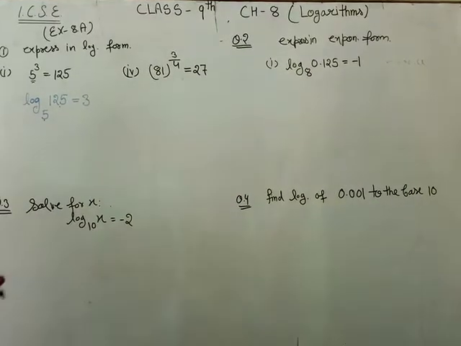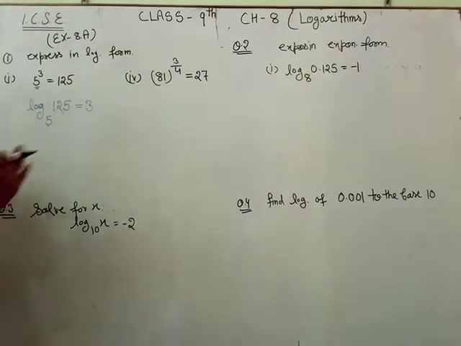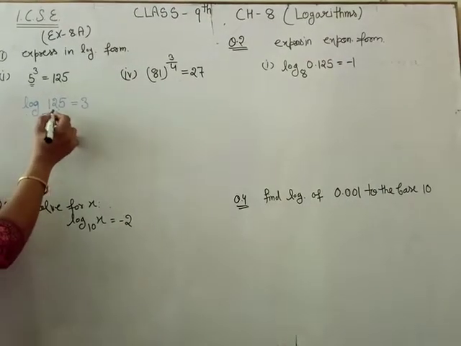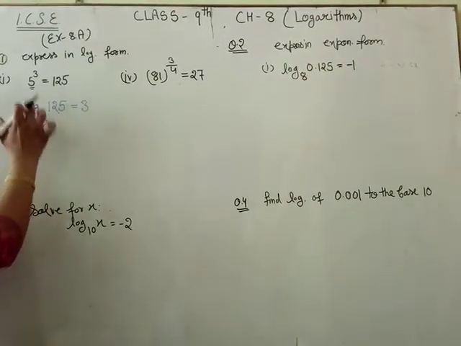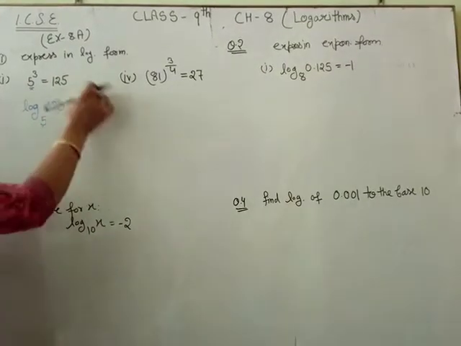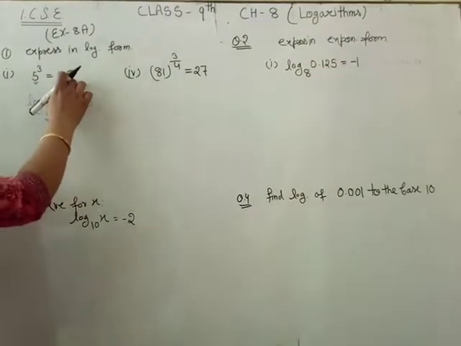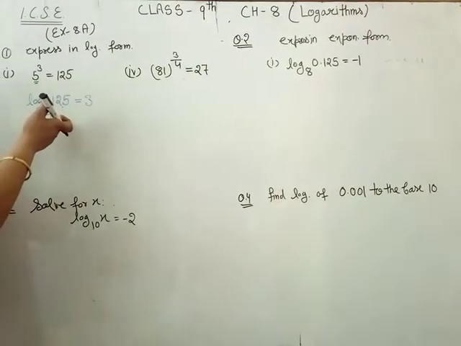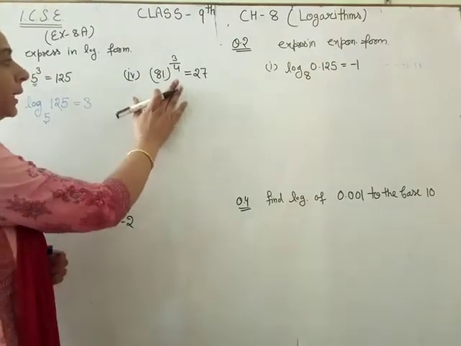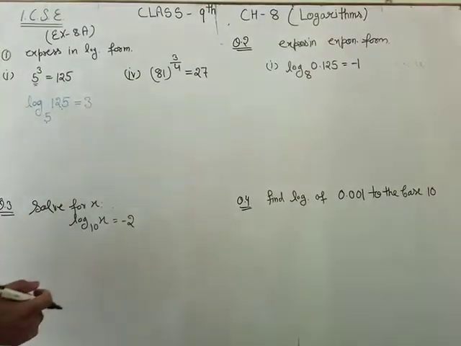Okay, same, students, if we solve this, the left and right are both true. We write log of 125 equal to 3, and 5 raised to the power 3 equals 125. If there is an exponential form, then we can change it into a logarithmic form.